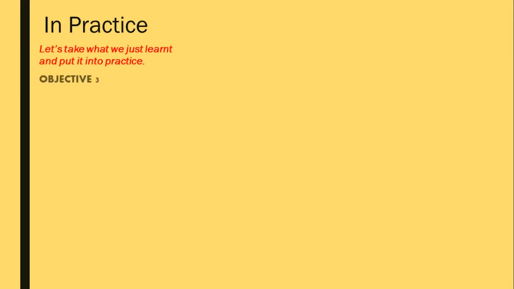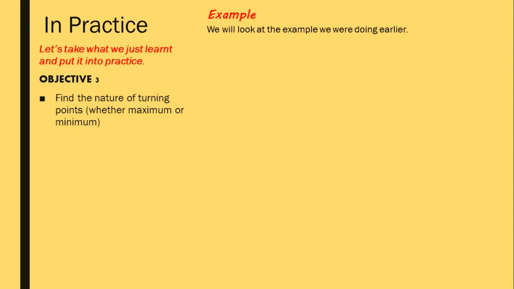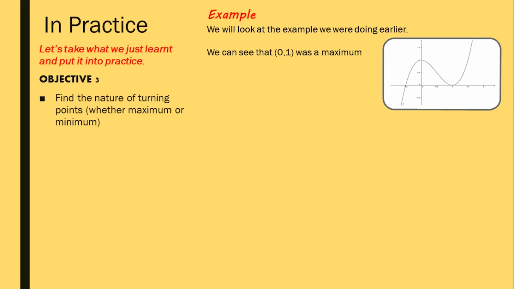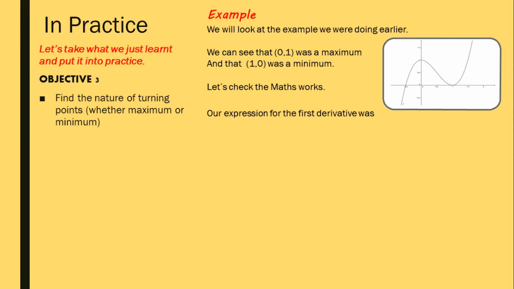So let's put it into practice. Let's find the nature of turning points, whether they're maximum or minimum. We'll look at the example we were doing earlier. We could see that (0, 1) was a maximum and (1, 0) was a minimum from before. Let's check to see if the maths works out. Our expression for the first derivative was dy by dx equals 6x squared minus 6x from earlier. If we differentiate that again, 6 times 2 gives us 12, and 2 minus 1 gives us 1, so we get 12x, and when we differentiate minus 6x, we get minus 6.